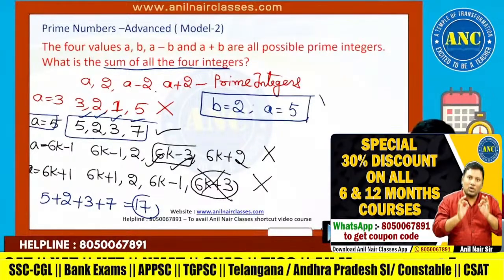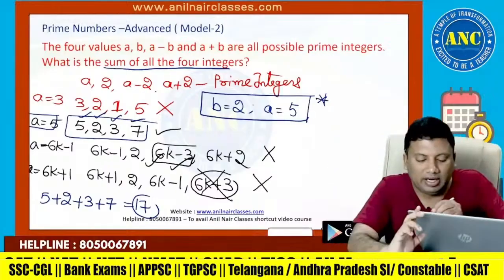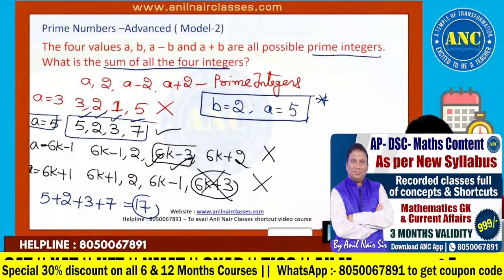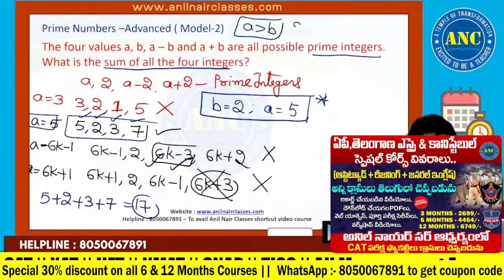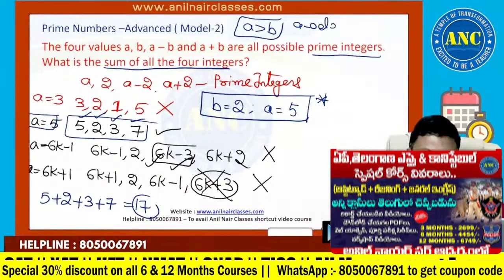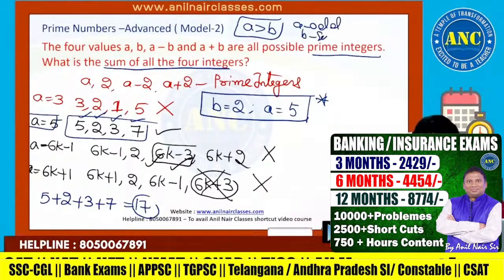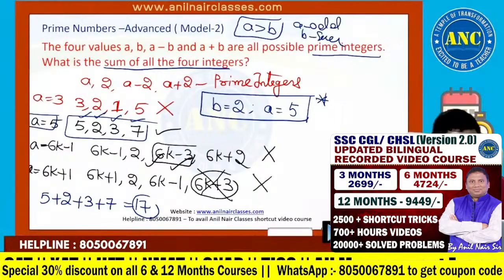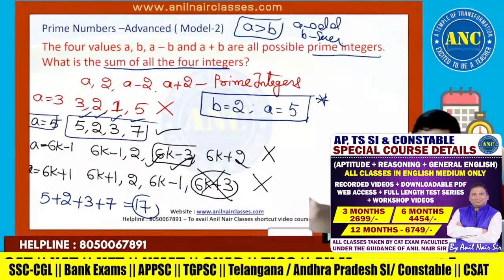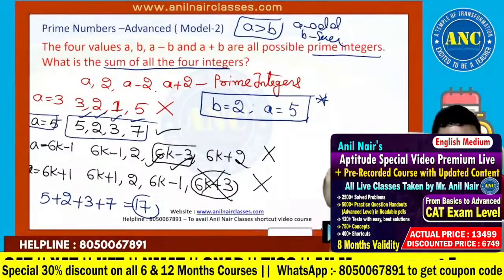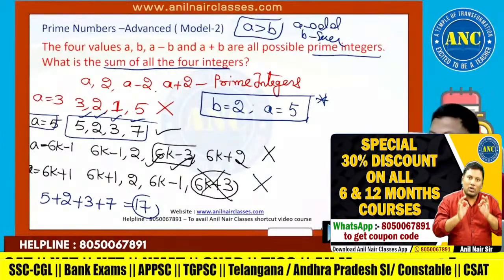How to find the values of A and B? Depending upon this statement, we got A is greater than B. Definitely A will be an odd number and B will be an even number, because case number 1 and case number 2 are out. I hope the idea is clear. Each and every question, try to analyze it.